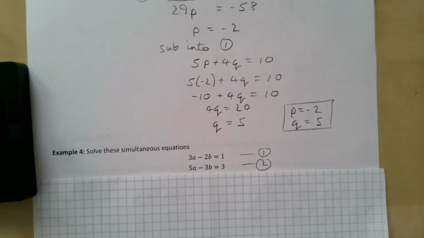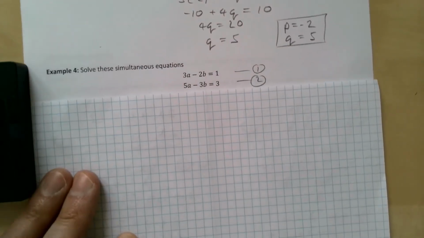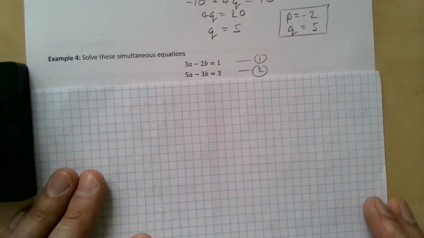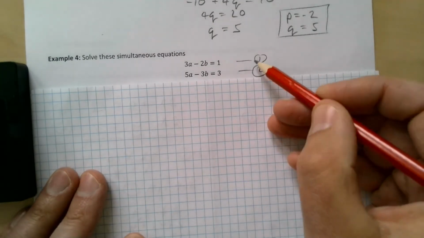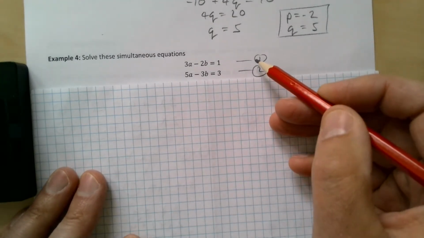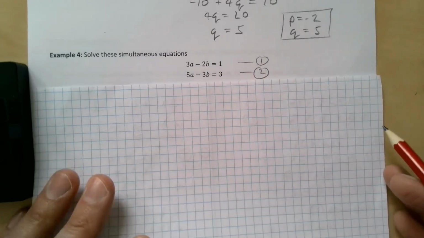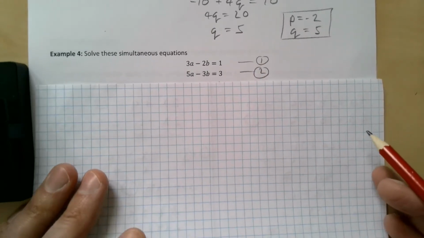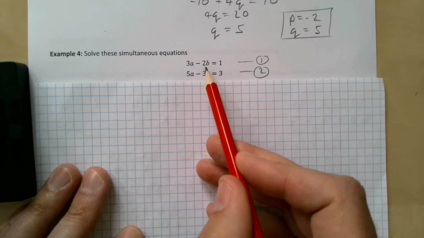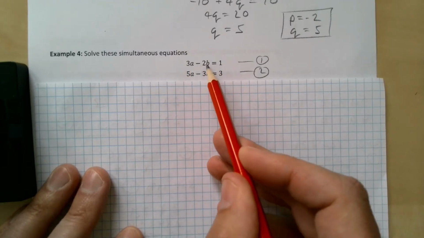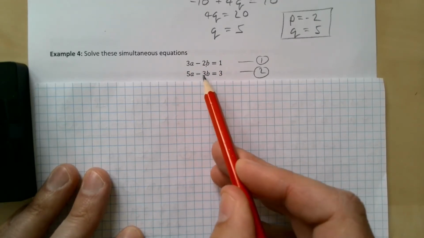Next example. Solve a simultaneous equation. 3a minus 2b is 1, 5a minus 3b is 3. First of all, number them 1 and 2. Next, we need to make either the a's or the b's equal to each other. I'm going to make the b's equal to each other in this particular case. So I'm going to times this one by 3 to make it up to 6, this one by 2 to make it up to 6.